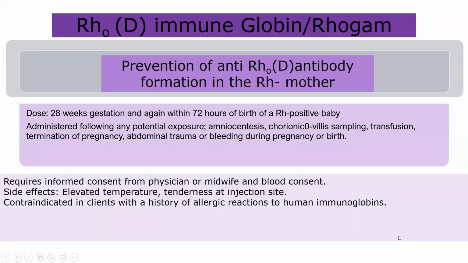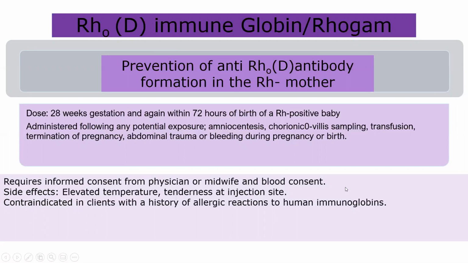RhoGAM is the medication that we give to a mom that is Rh negative and has delivered an Rh positive baby. Most women that are Rh negative will also receive a dose in pregnancy, somewhere around the 28th week, and that is to keep this mom from developing the antibodies in response to an Rh positive baby. So it's given at 28 weeks in pregnancy, and then again within 72 hours of birth.